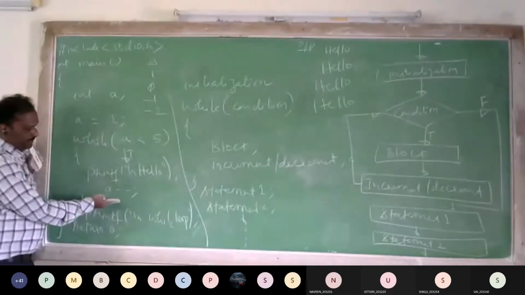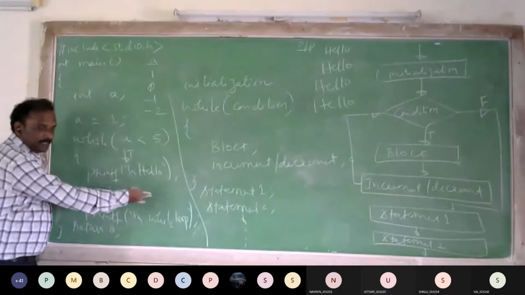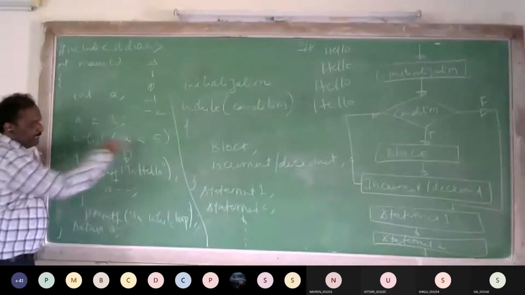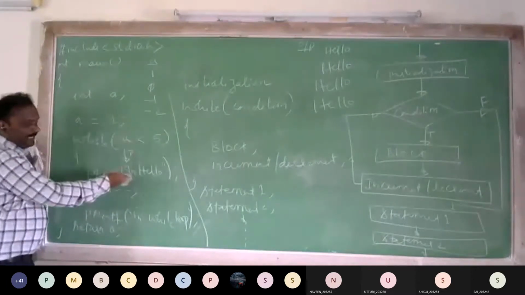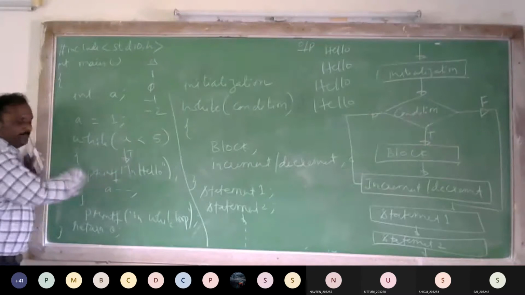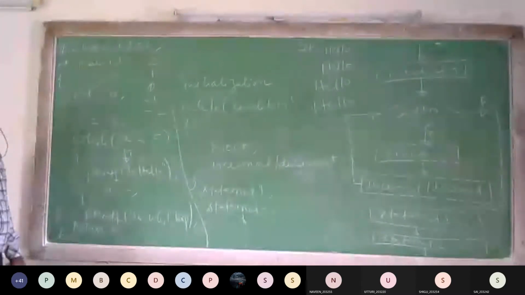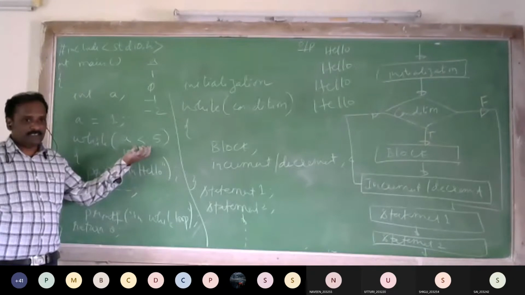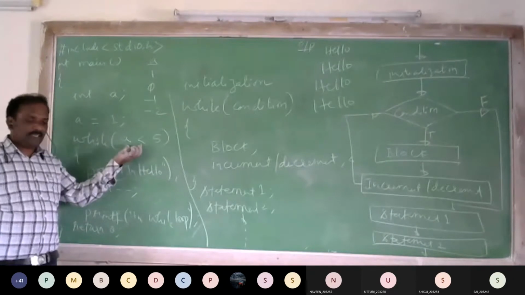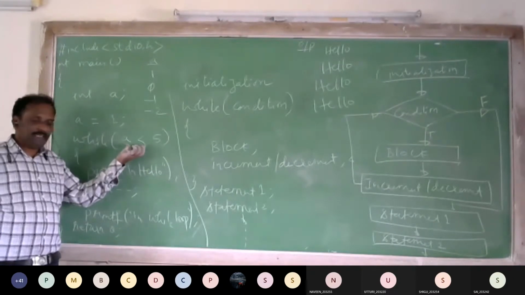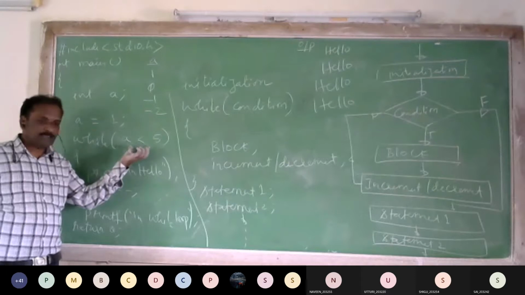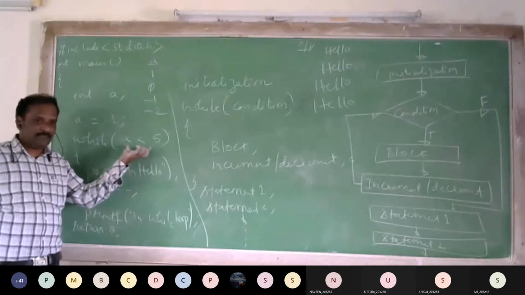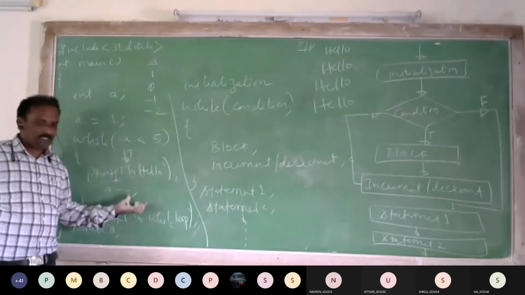Again A minus minus. Minus 2 minus 1, minus 3. Minus 3 is less than 5? Yes. Again it will print hello. So this will be infinite. It will not stop because the condition will never become false. It will become minus 5 less than 5, minus 6 less than 5, minus 7, minus 8, minus 1000, minus 10,000 less than 5. So this will never stop.